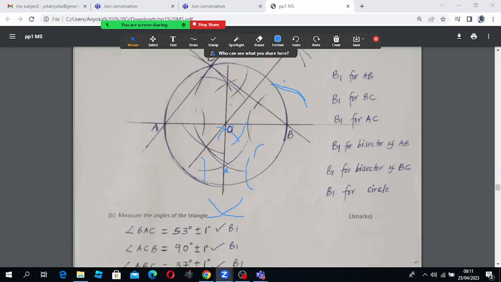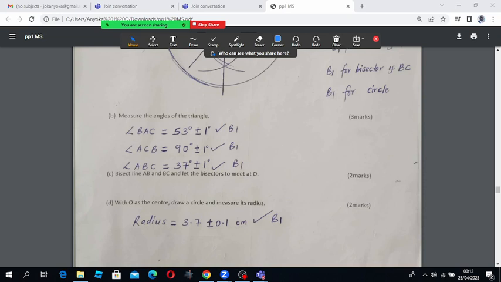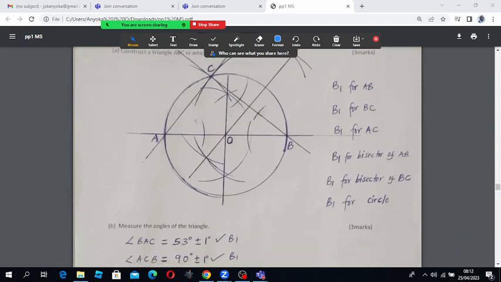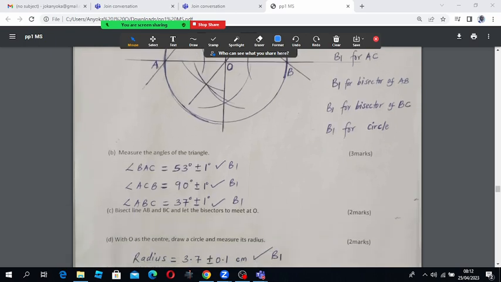Next, with O as the center, draw a circle and measure its radius. So now using O as the center, you draw a circle. This circle will touch A, B, C. You can see this was the process of circumscribing, which is quite basic in this case. That's all. Anything that you want to inquire on this question?